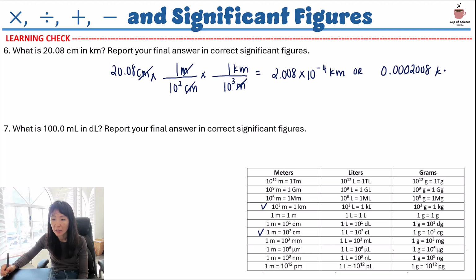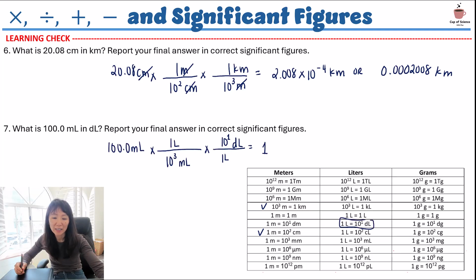Or you could have written this as 0.0002008 kilometers. Either way, they're both reported in 4 sig figs, which is what we want. Our answer should be 4 sig figs because what we start off with is 4 sig figs, and that's the lowest amount of sig figs. These right here have infinitely many sig figs. Now you're going to try the next one and come back and check the key.